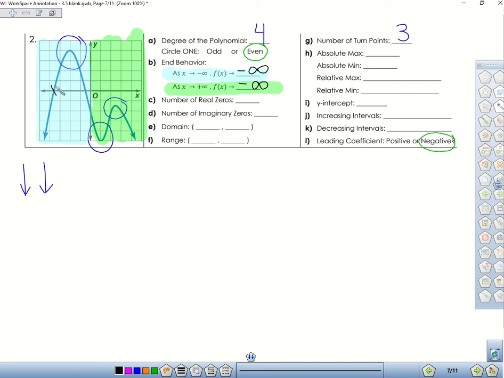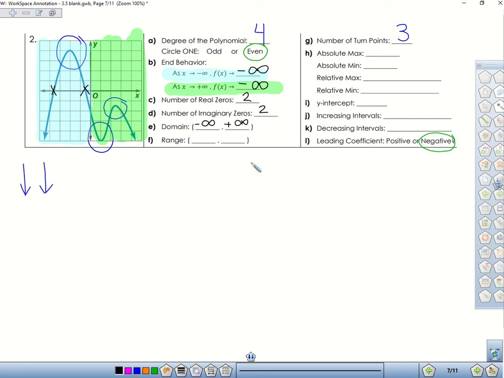Now, the number of real zeros is how many times we intersect the x-axis, which is twice. Which means that the number of imaginary zeros is 2. Very good. Now we'll look at domain and range. Domain is typically, and in this case as well, negative infinity to positive infinity.